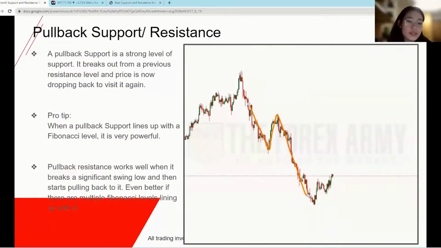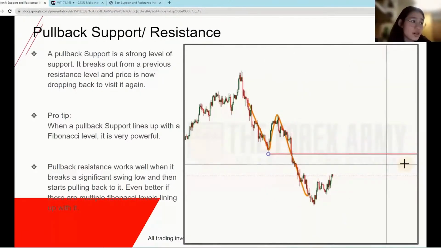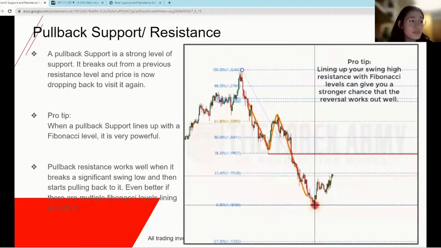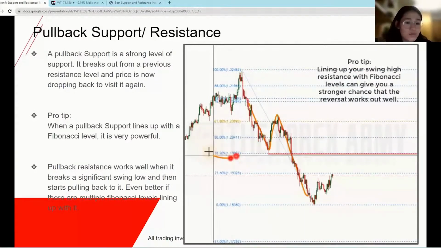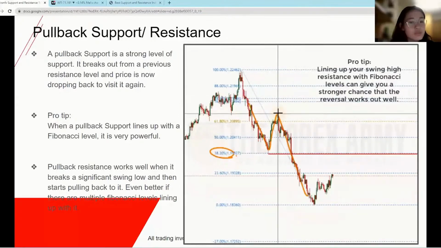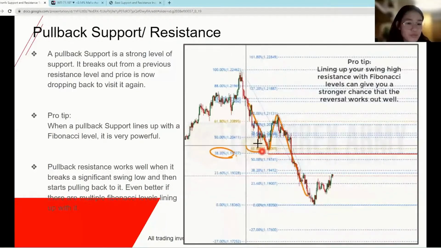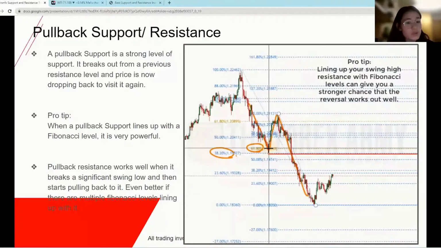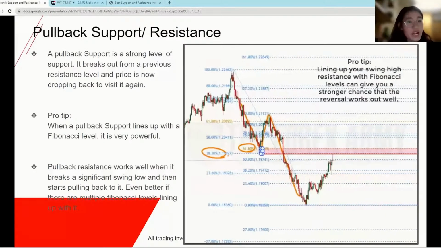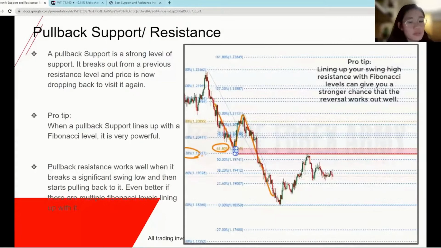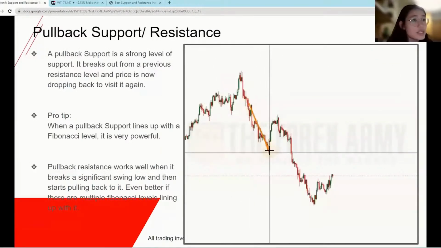So let's start off with pullback. A pullback support is a strong level of support because it breaks out from a previous resistance level and price is now dropping back to visit it again. A pro tip: when a pullback support lines up with a Fibonacci level, it is very powerful. Pullback resistance works well when it breaks a significant swing low and then starts pulling back to it, even more so if there are multiple Fibonacci levels lining up with it. We'll go through a couple more examples in the coming slides, but in this one, you can take a look at this GIF first.